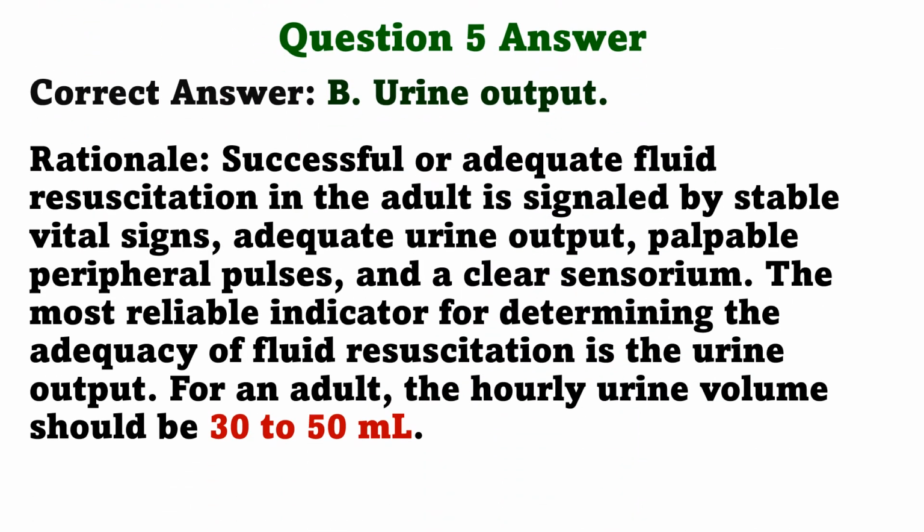The correct answer is B. Urine output. Rationale: successful or adequate fluid resuscitation in the adult is signaled by stable vital signs, adequate urine output, palpable peripheral pulses, and a clear sensorium. The most reliable indicator for determining the adequacy of fluid resuscitation is the urine output. For an adult, the hourly urine volume should be 30 to 50 milliliters.